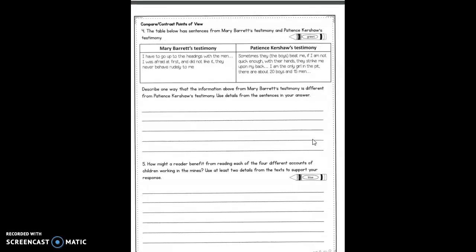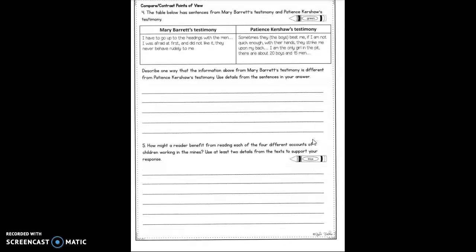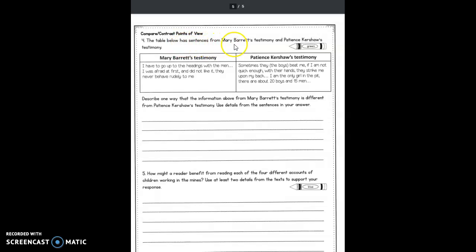Coming down here for numbers 4 and 5, it says that the table below has sentences from Mary Barrett's testimony and Patience Kershaw's testimony. So here's hers and here's hers. And it says, describe one way that the information above from Mary's testimony is different from Patience's. So you're going to need to use complete sentences. You need to start by restating the question and tell me how they are different.